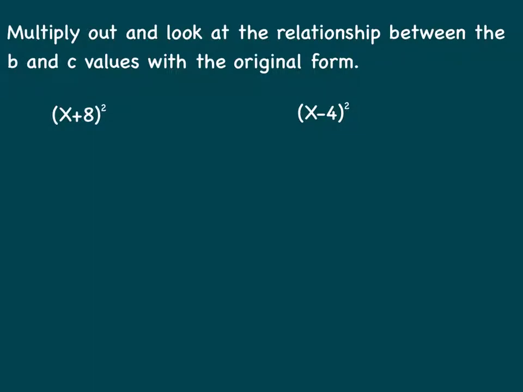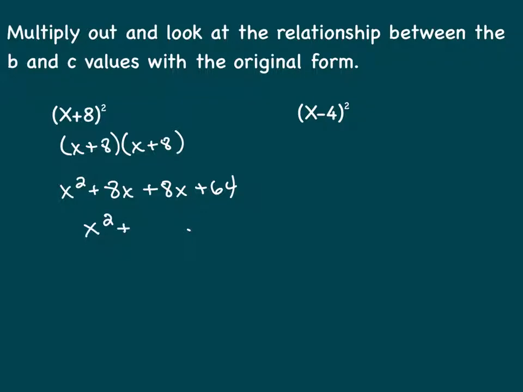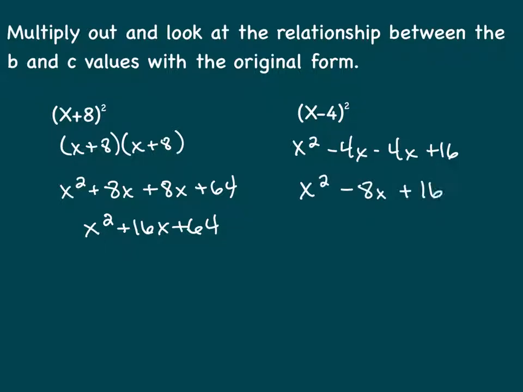Again, I would pause and do this yourself. Obviously, that's your call. On this one, I got x plus 8 times x plus 8. So that is x squared plus 8x plus 8x plus 64. So x squared plus 16x plus 64. We'll look at the other one too. x squared minus 4x minus 4x plus 16. So x squared minus 8x plus 16.